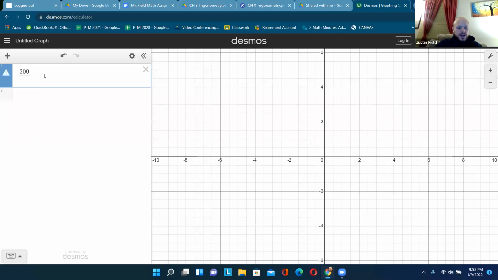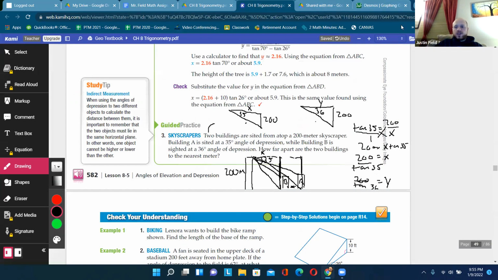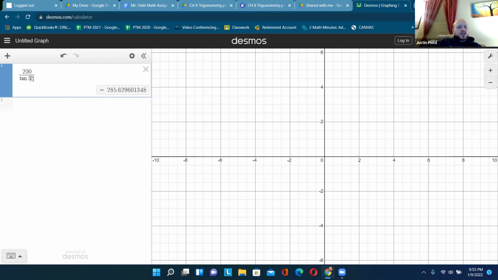So let's figure out x and y. 200 divided by tan 35 is 285.63, so x is 285.63. And then change that to 36. How much does that actually change? Wow, 275.28.